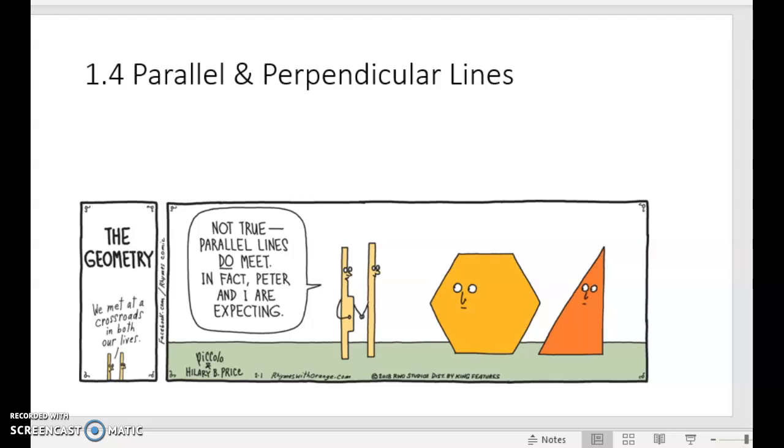Hey guys, for this video I'm going to introduce you to parallel and perpendicular lines in the coordinate plane. This should be a refresher from what you've learned in middle school and also what you've learned in Algebra 1. But we're going to go over it and learn a couple of new formulas that we'll need in order to determine various properties of parallel and perpendicular lines.